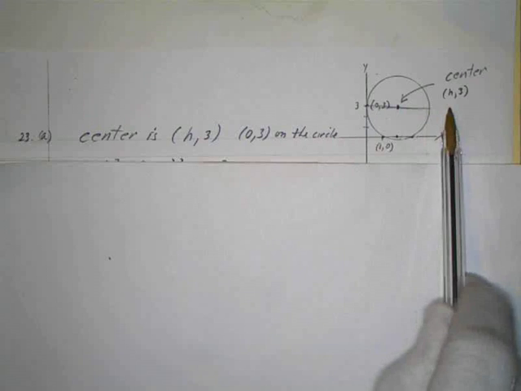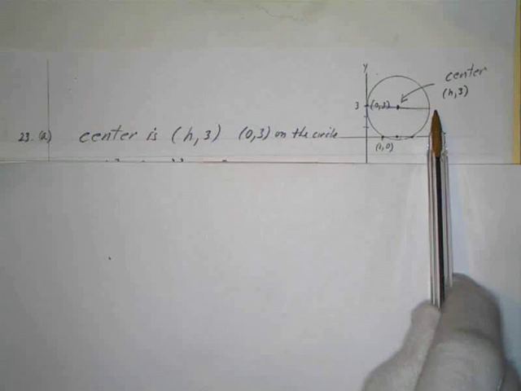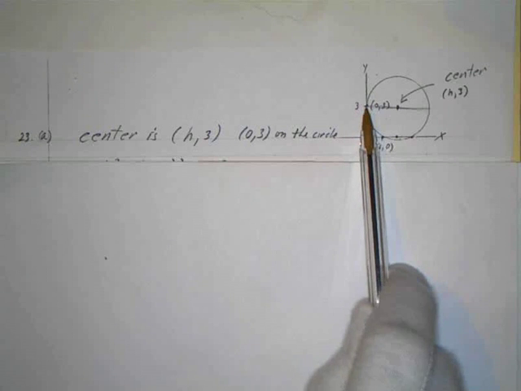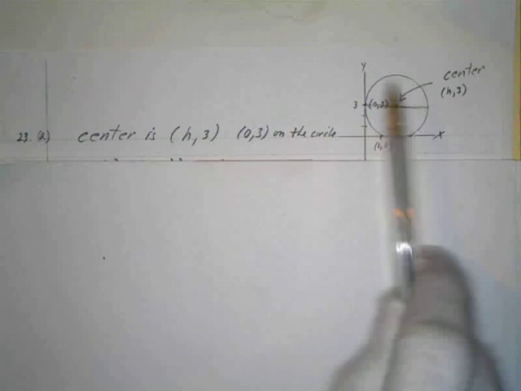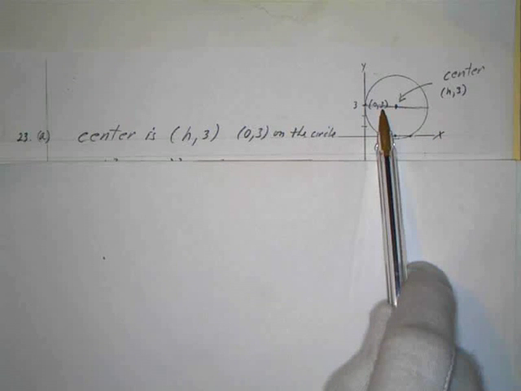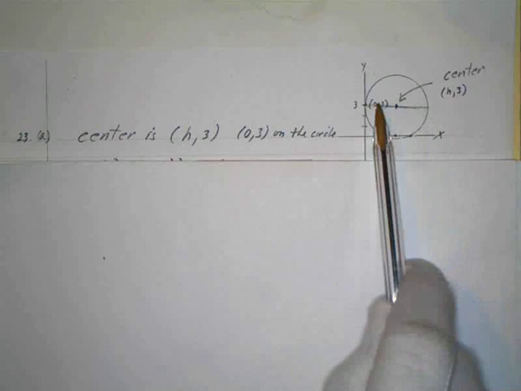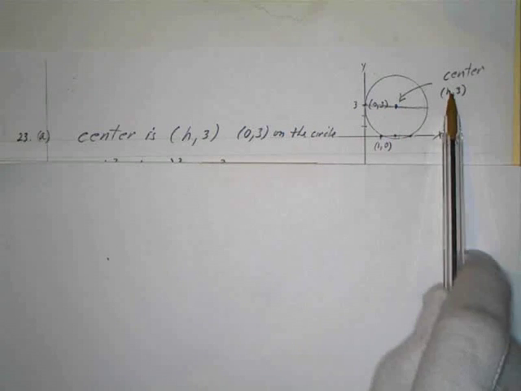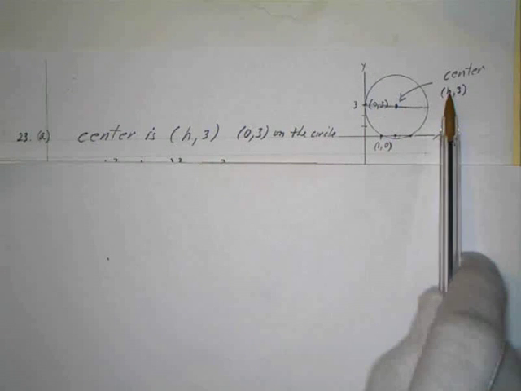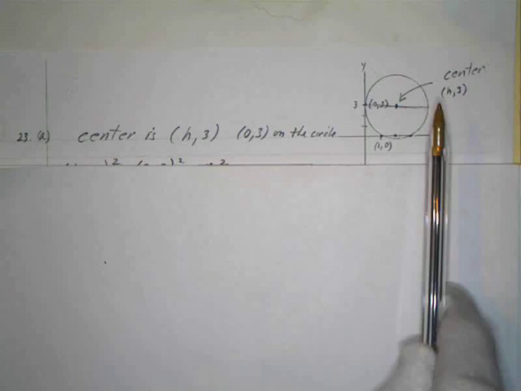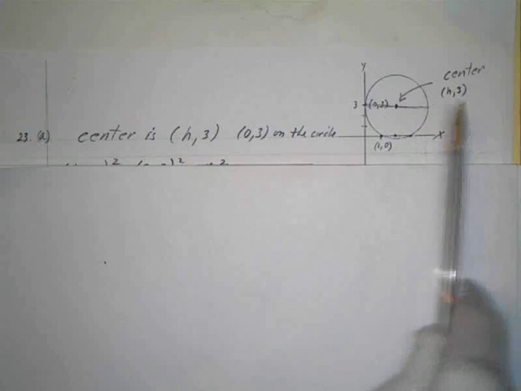This center line would be 3 because it's perpendicular to this point of tangency, and the y-axis is vertical, so that's horizontal. So now I know the vertical coordinate of my center. The horizontal coordinate, or I should say the x coordinate, I don't know. But I do know that it's going to be 3 units up. So I could call the center (h, 3). And we also know that the point (0, 3) is on the circle.